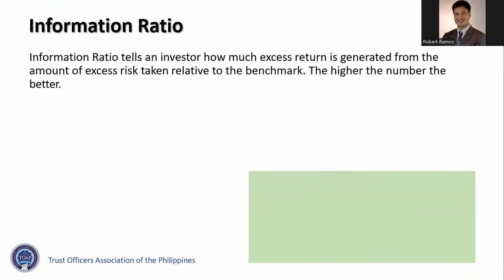The information ratio, on the other hand, tells an investor how much excess return is generated from the amount of risk taken relative to the benchmark. The higher the number of the information ratio, likewise with the Sharpe, the better. How do you compute the information ratio? Similar to the Sharpe, but it has different components.